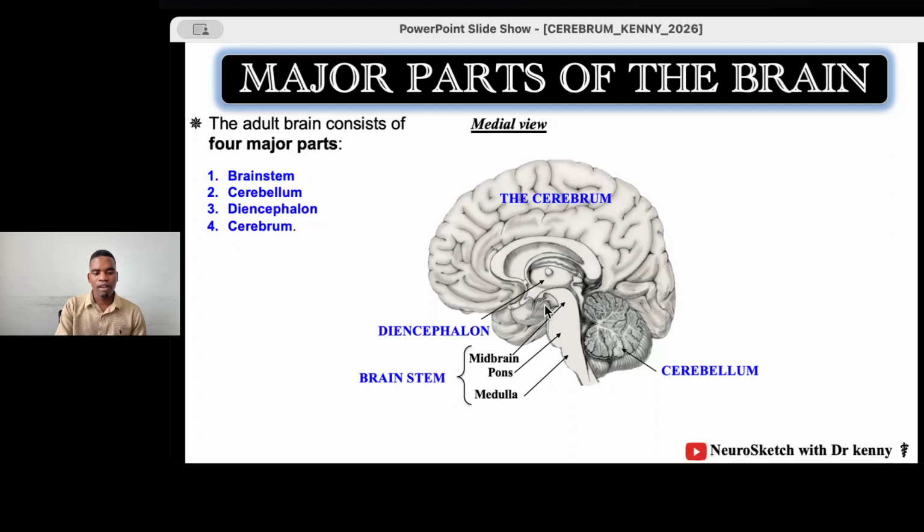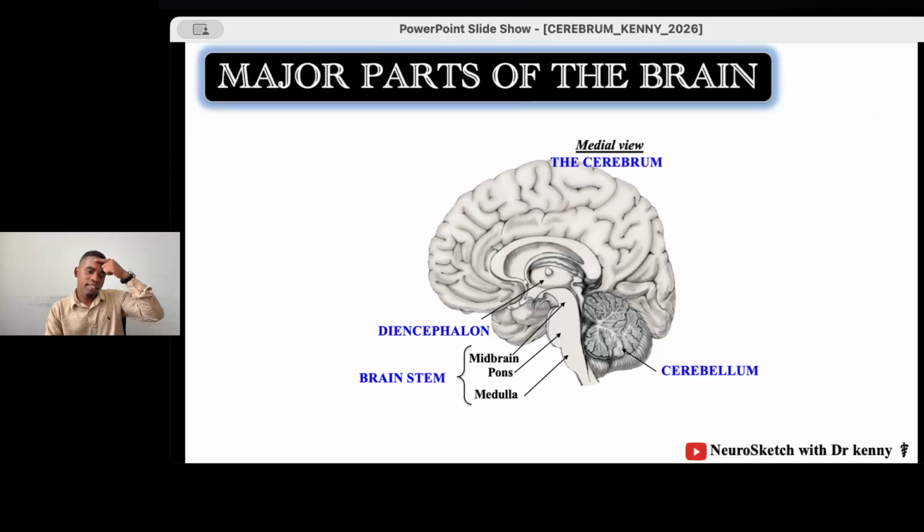Now the major parts of the brain. We said you have midbrain, pons, and medulla. Together they are forming a continuous stalk, and this stalk is called the brainstem. And just behind the brainstem, we have the cerebellum, which is translated to the little brain in Latin. On top of the brainstem, we have the diencephalon, and sitting on top of the diencephalon is the biggest part of the brain, which is called cerebrum. And actually, the word cerebrum is the Latin word for brain. So it literally means brain.